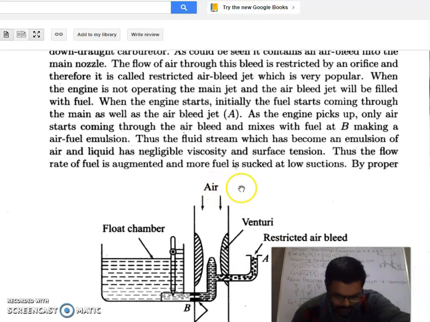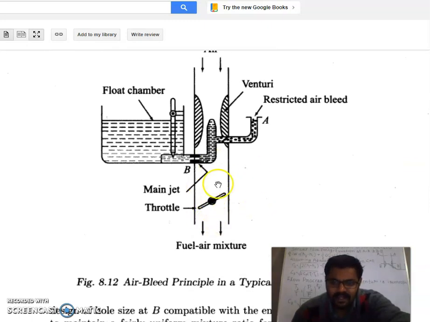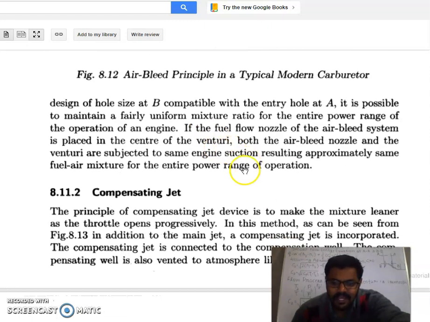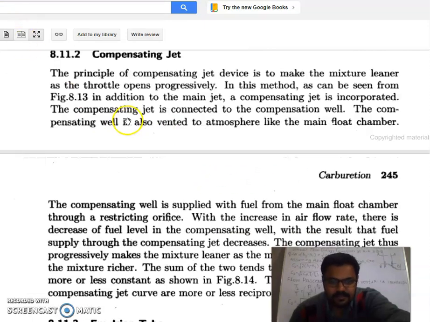So we have to operate between 25 to 60% throttle opening. So accordingly it will supply the uniform air fuel mixture. Now we'll discuss the compensating jet. The function of the compensating jet is the same, to maintain the air fuel ratio constant through the operation of the engine. The principle of the compensating jet device is to make the mixture leaner as the throttle opens progressively.